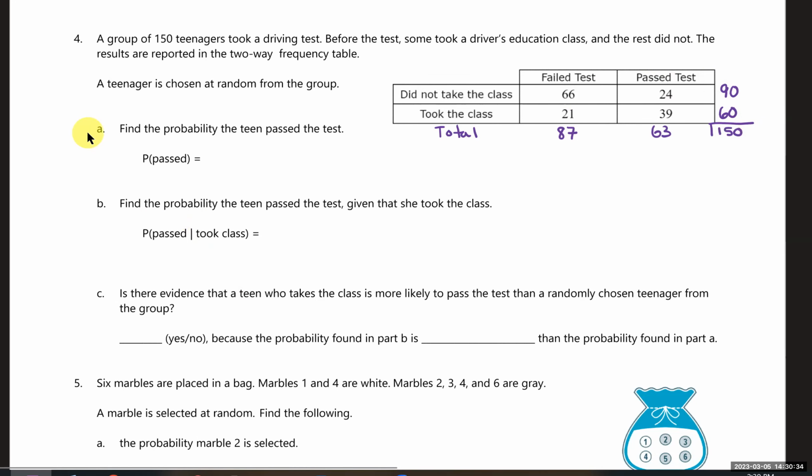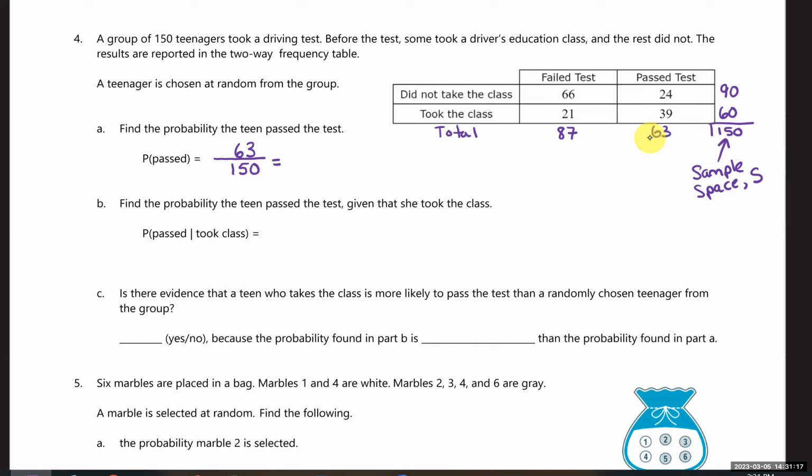All right, so we'll start with picking a teenager at random from this group, and finding the probability that they passed the test. If there's no condition, no given statement, we are always using a denominator of the number of items in our entire sample space, S. So you're looking at all 150 teenagers. My denominator is 150, and of all those teenagers, the number that passed the test was 63.